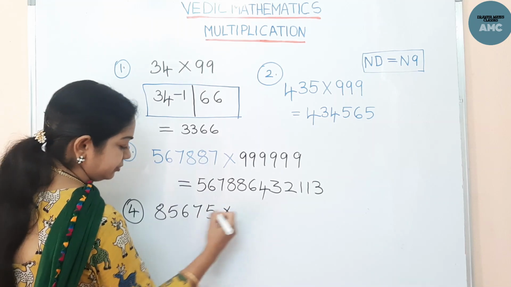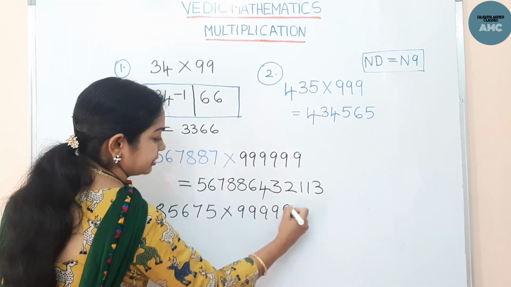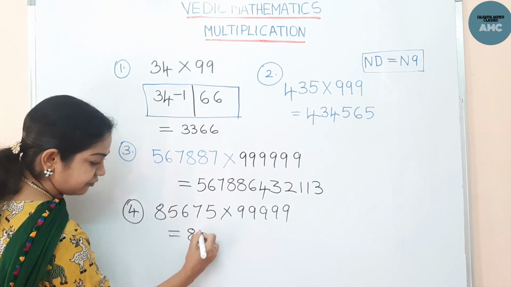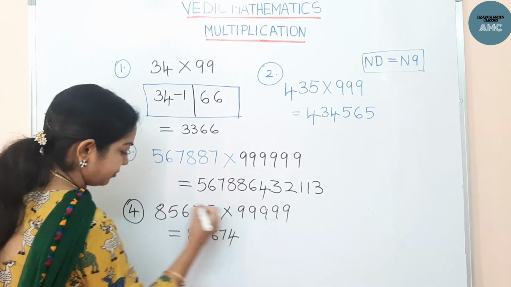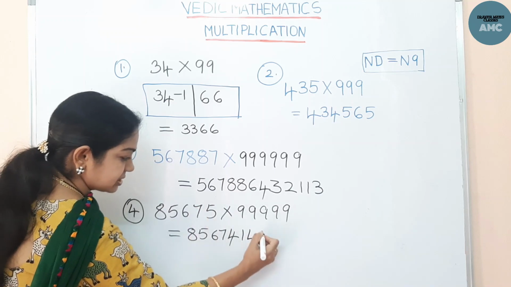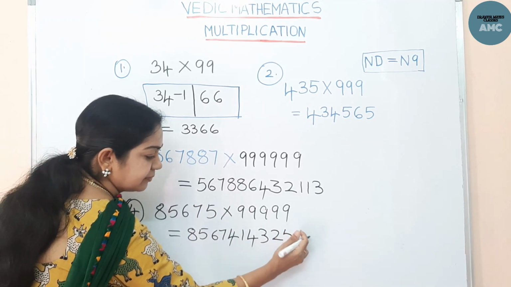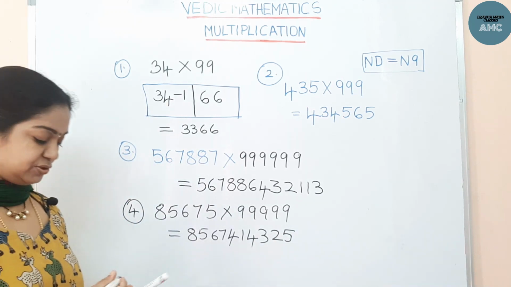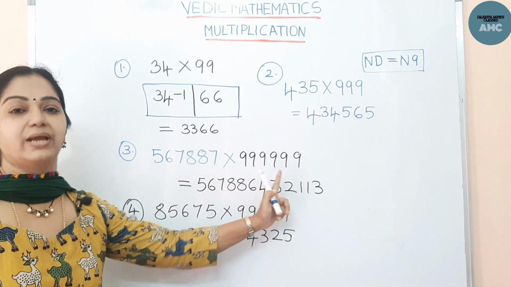85675, so this is a 5 digit number, so let us take 5 nines. Quickly we'll write. See here, 85674, just one decrease. Now here 9 minus 8 is 1, 9 minus 5 is 4, 9 minus 6 is 3, 9 minus 7 is 2, 10 minus 5 is 5. So the answer is this. So this is one technique when the number of digits is equal to the number of 9s.